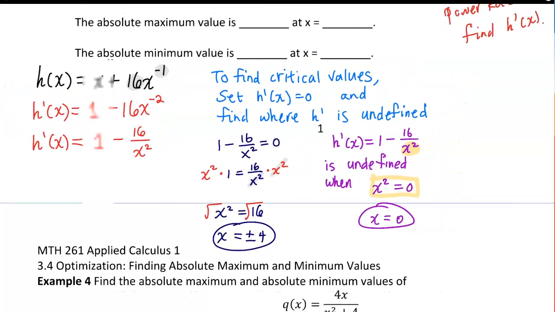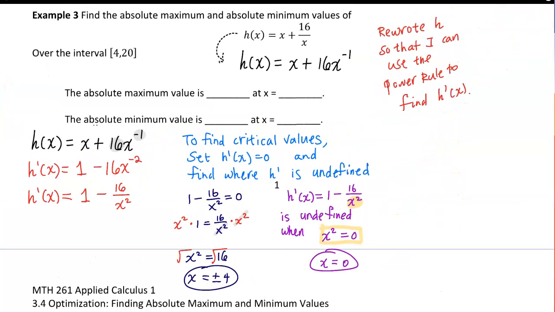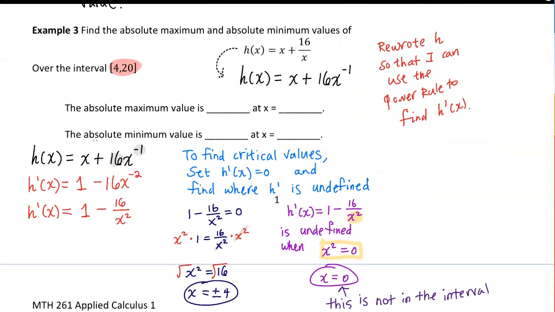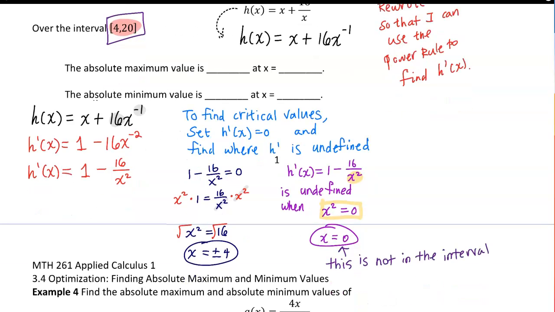So let's take a look at the range, because the interval they gave us is from 4 to 20. You know what is unfortunate? Take a look at what we just got. 0 is not in the interval, right? Because they said we're just looking at the values in between 4 and 20. 0 is smaller than 4, so 0 is not in the interval. So we're not going to use it, so throw it out. We're going to throw out x equals 0. It's not even in the interval.